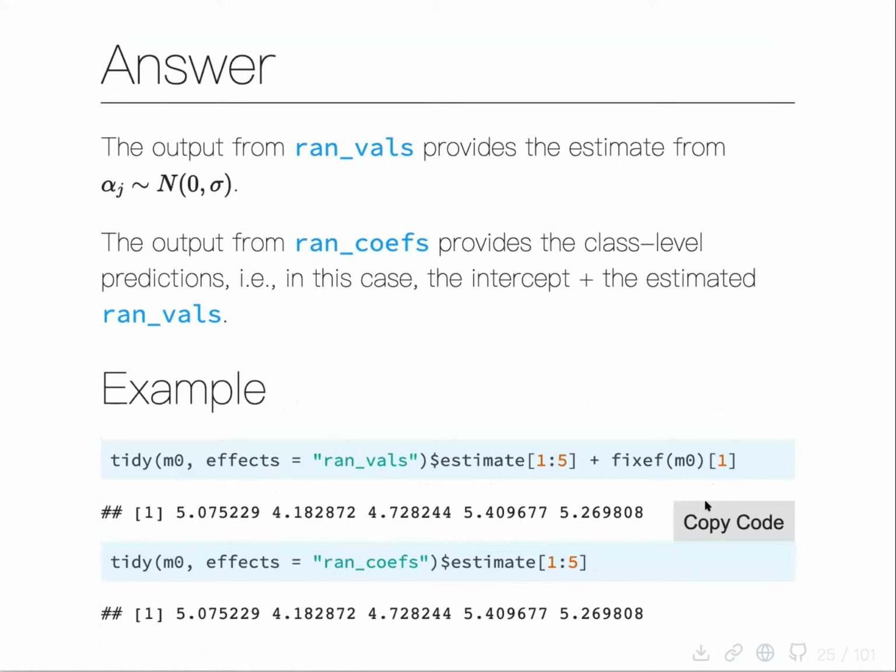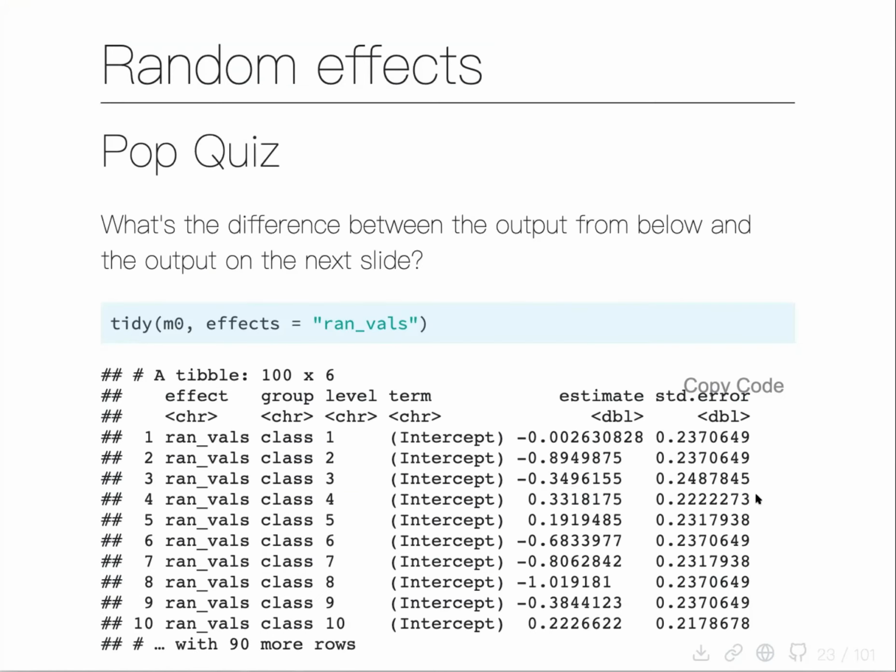And we can confirm this by actually pulling out pieces of the model, okay? So here I'm saying tidy M0, effect ranvals. So ranvals, right? That's those ones that are centered around zero. And I'm pulling just the estimate column. Okay, so just pulling these columns and then I'm saying, give me just the first five values.